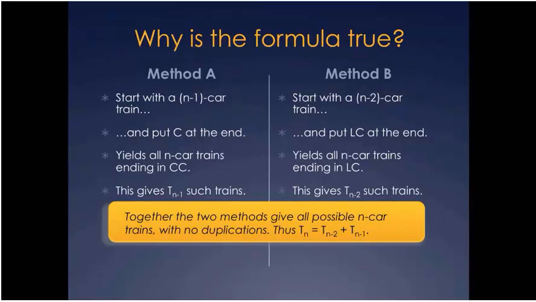Method B says start with a train with 2 fewer cars than what you want, and now it's okay to put LC at the end. That will give you all the N-car trains that end in LC. Together, the 2 methods give you all possible trains with N cars, and there will be no duplications. So the conclusion is that the number of N-car trains must be the number that you can build by using both methods, and that is Tn-2 plus Tn-1.